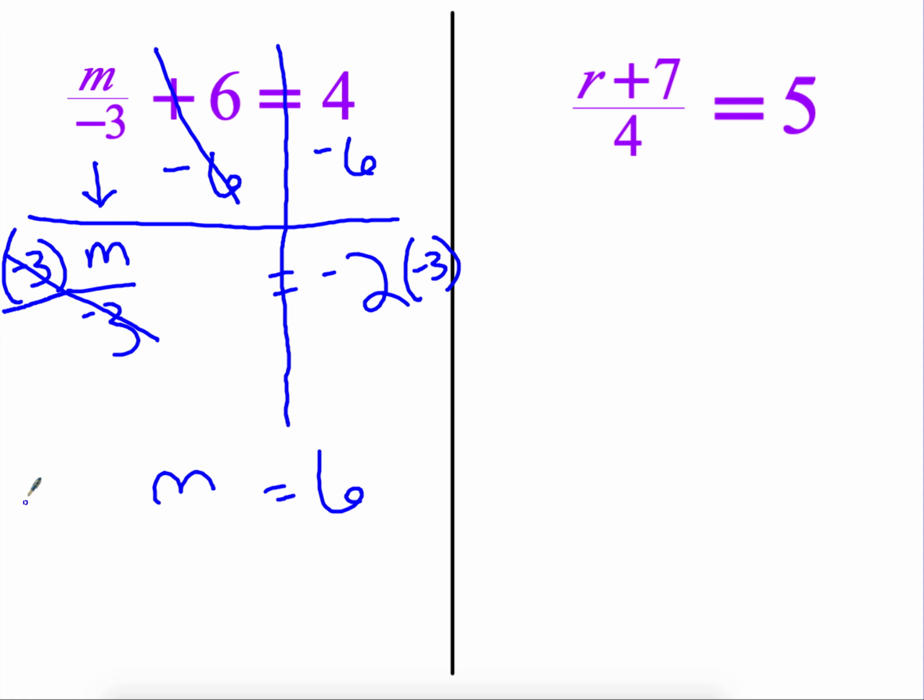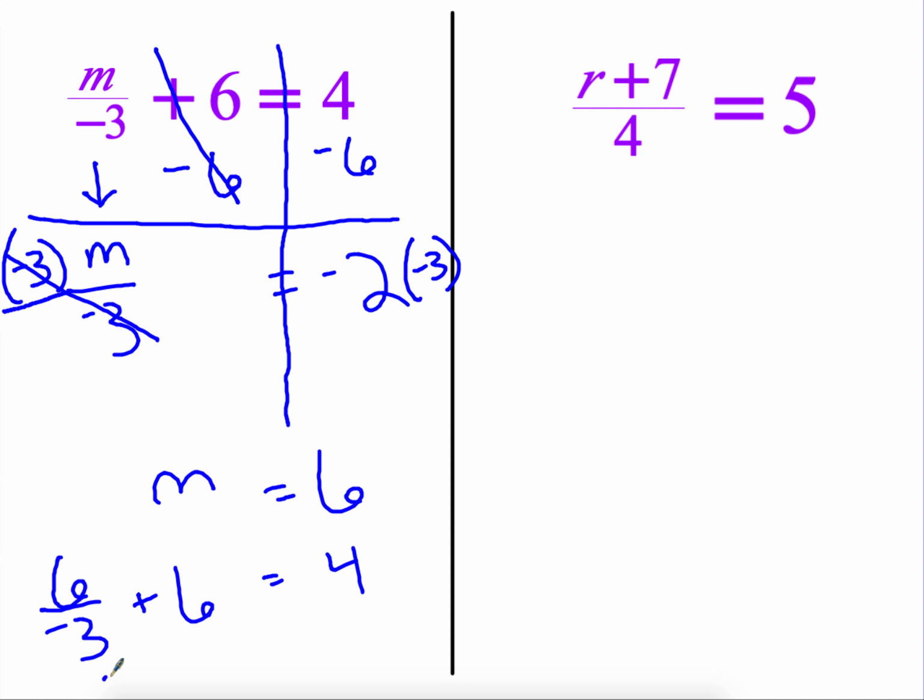And again, one thing I didn't mention earlier, but I mentioned in my previous videos, you can always plug your answer into the original equation to see if it worked, which I highly recommend you do to make sure you didn't make any mistakes. So I can plug in 6 for m. That means I have 6 divided by negative 3 plus 6, and that is supposed to equal 4. So I'm going to simplify this side and see if I get 4 for my answer.